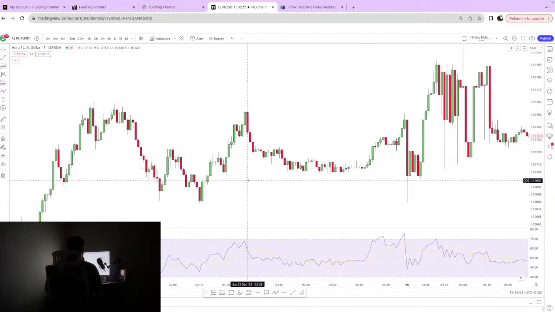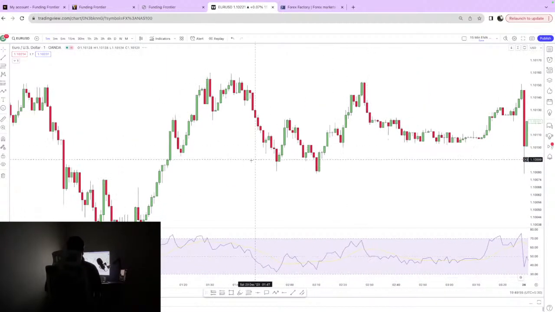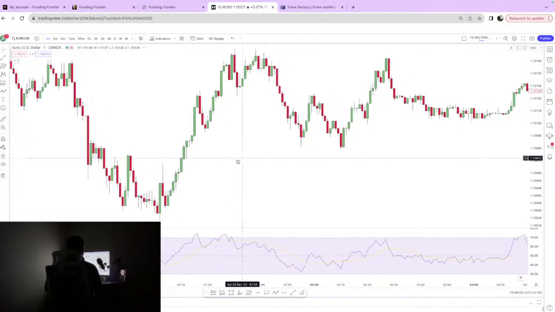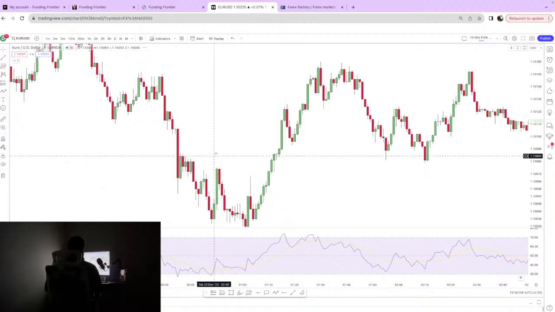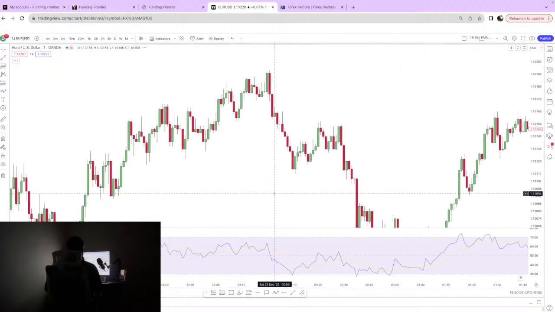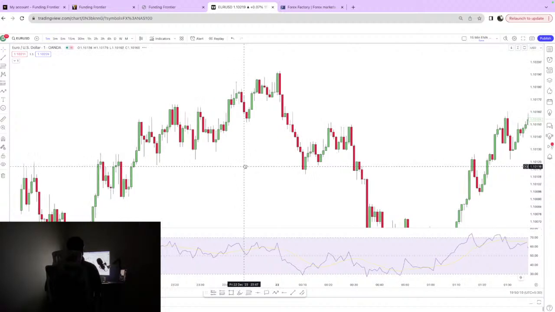Let's search for a few more examples so that you get confident. I'm not saying that these will not fail. There will be failures also. But what I think is it has a good win rate.